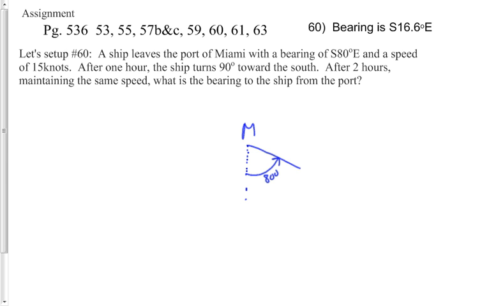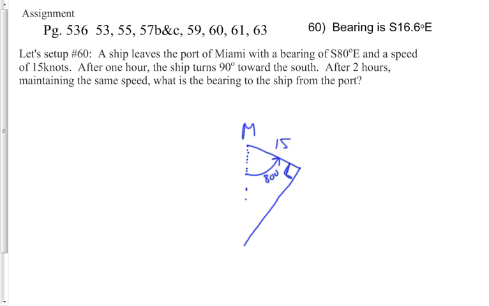Then it says they're traveling at a speed of 15 knots. That means they're going 15 nautical miles per hour. That's what 15 knots means. After 1 hour, the ship turns. So they did go that whole 15 nautical miles because they traveled 1 hour. Then they're going to turn. The ship turns 90 degrees towards the south. So here's a right angle in here. My angle doesn't look very right-like, but it should be.